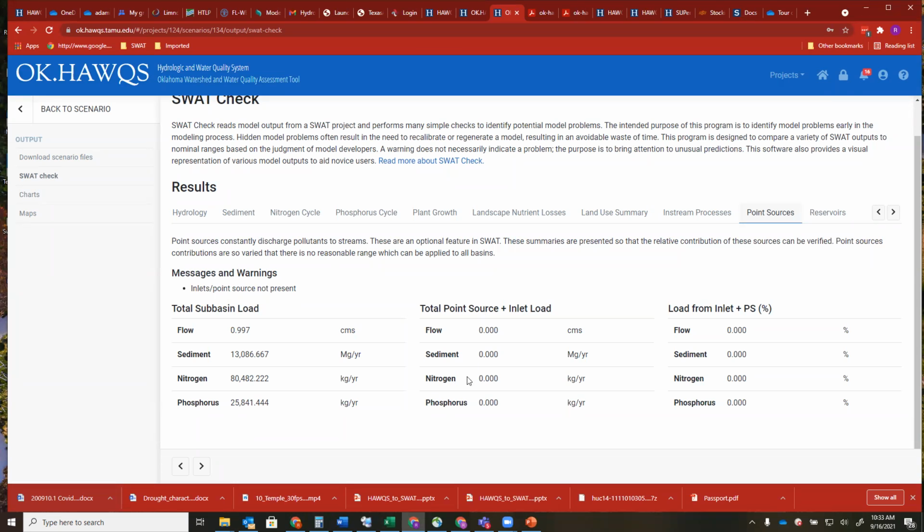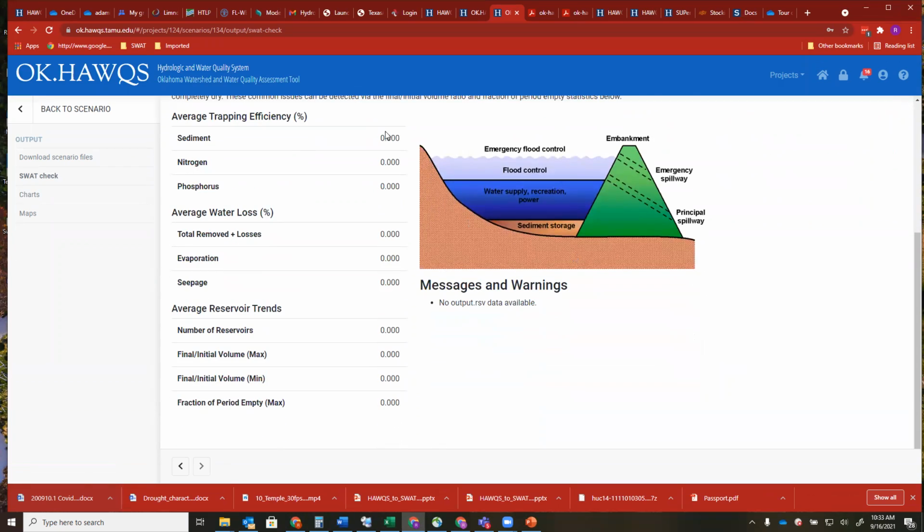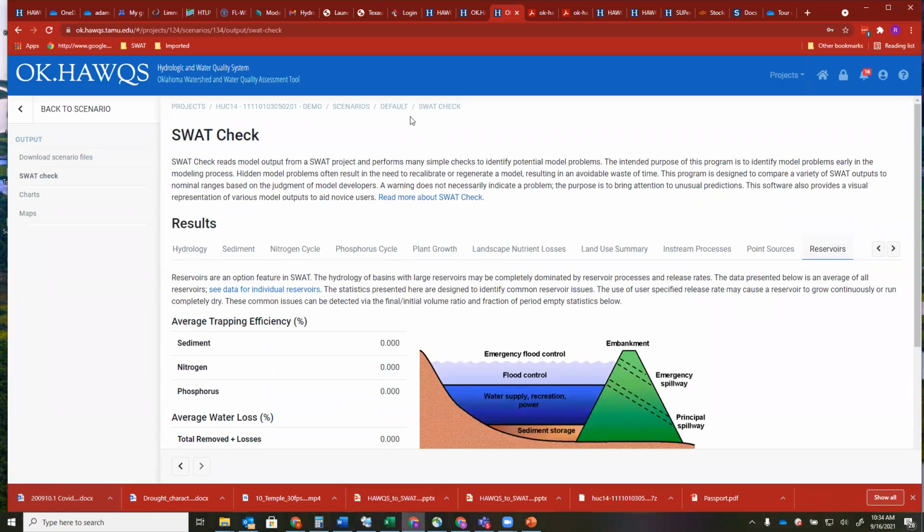Okay. If you had a point source here, it'll show you what percentage of that total load is coming from point source. Okay. I don't think this watershed has got any reservoirs, so that's not anything here either. Otherwise, you will see the reservoir impact.